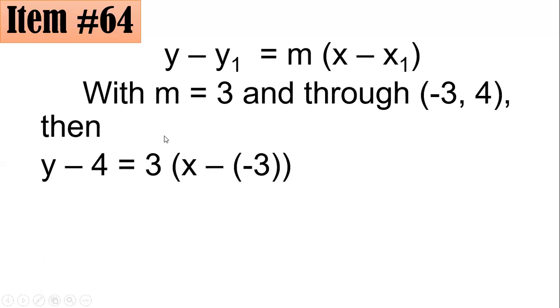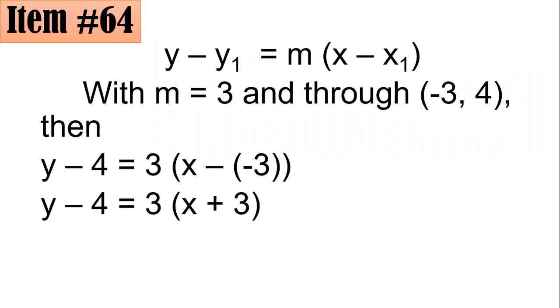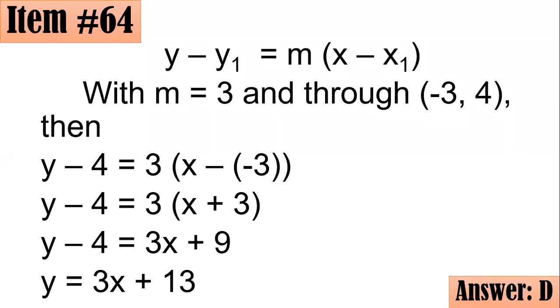With that said, by substitution, it becomes y minus 4 equals your slope, which is 3, multiplied by the quantity x minus x sub 1, which is -3. Minus -3 becomes x plus 3. That's why I have y minus 4 equals 3 times the quantity x plus 3. Distributing the 3 here, no, sa ating right-hand side, that will be 3x plus 9 here. So y minus 4 equals 3x plus 9, adding 4 both sides. So you will get y equals 3x plus 13, and indeed, letter D din po yung ating tamang sagot. Okay.